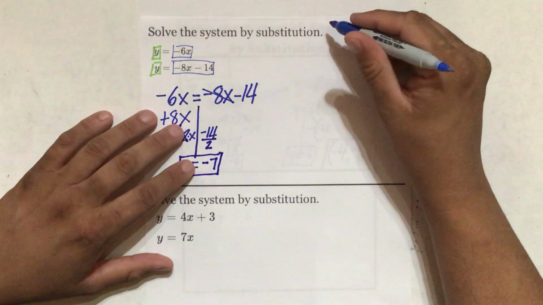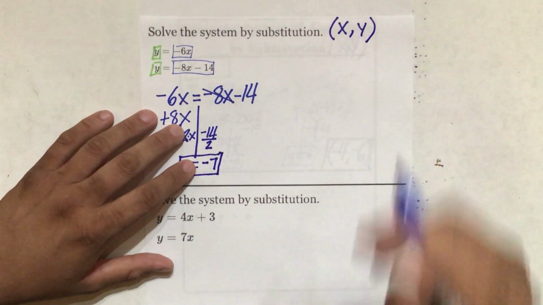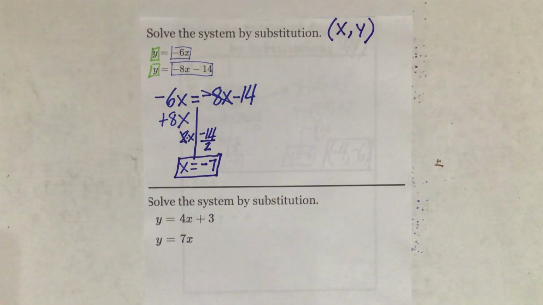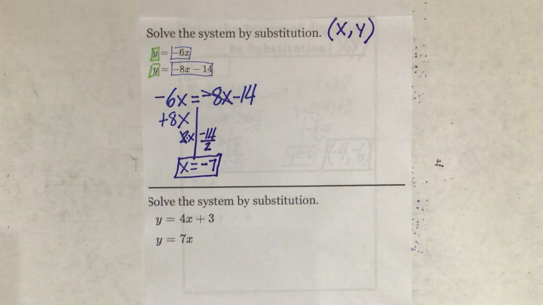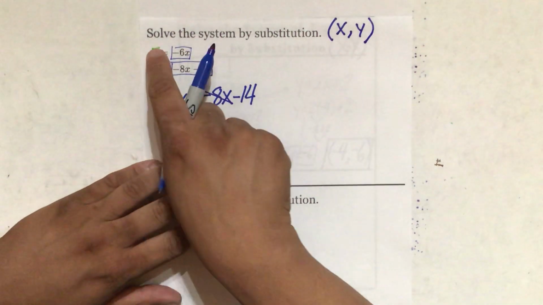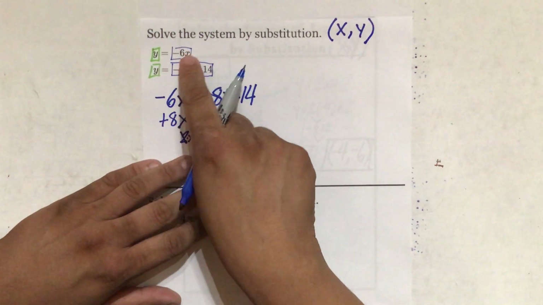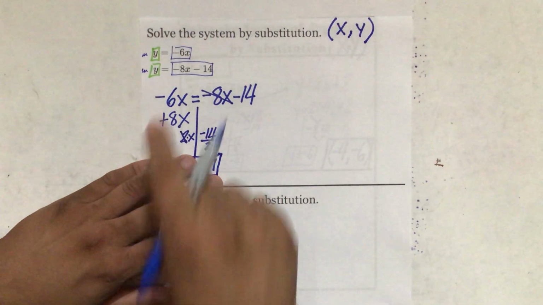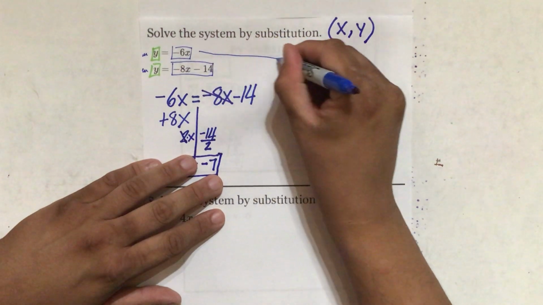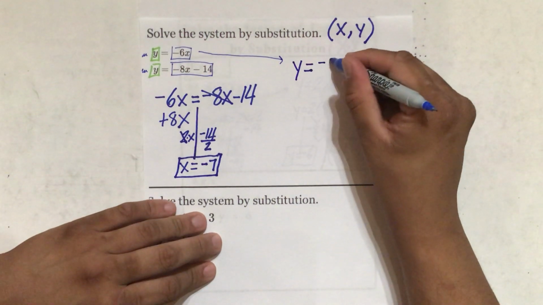Now remember, my final solution I want as x comma y. So I have x already. I solved for x, now I want to solve for y. I have to choose which one of these two equations is the most simple. To me, the top one is the most simple because it's less busy. Remember, this is one equation and this is another equation. So I'm going to bring that one over here and say y is equal to negative 6x.